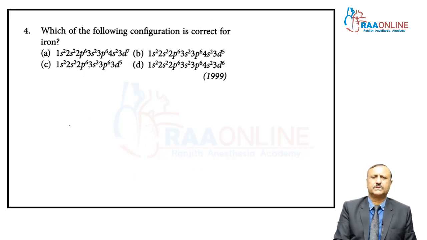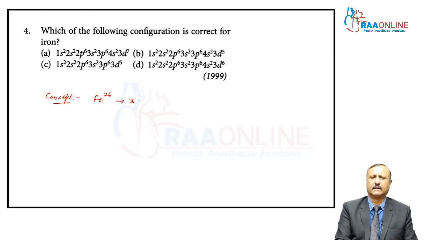Here we can see question number 4: which of the following configurations is correct for iron? Here, my dear students, the concept of this question is the atomic number of iron. First of all, you can see it is 26, because if we count 21, 22, 23, 24, 25, 26. That is why, my dear students, it is 26.